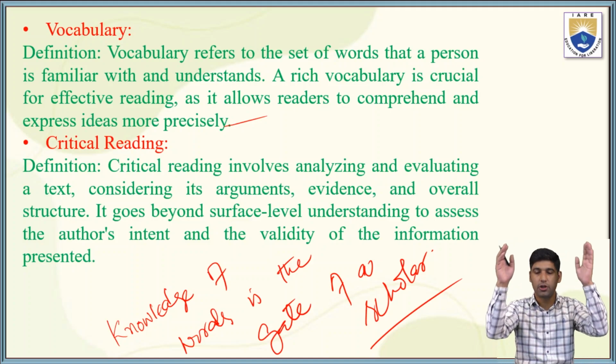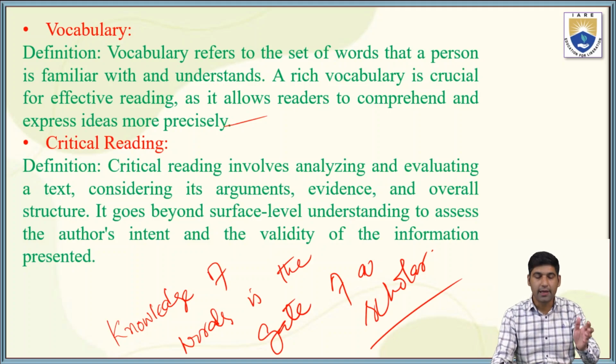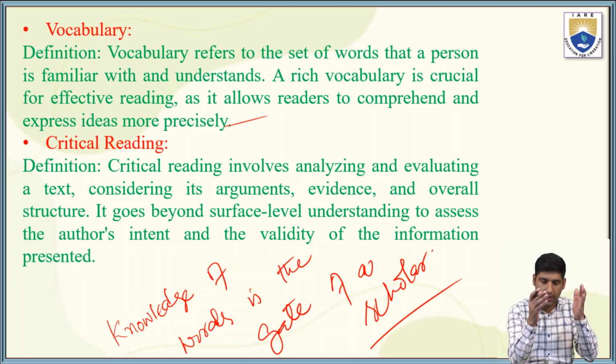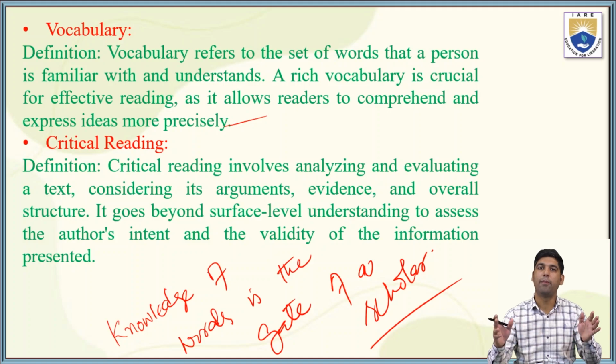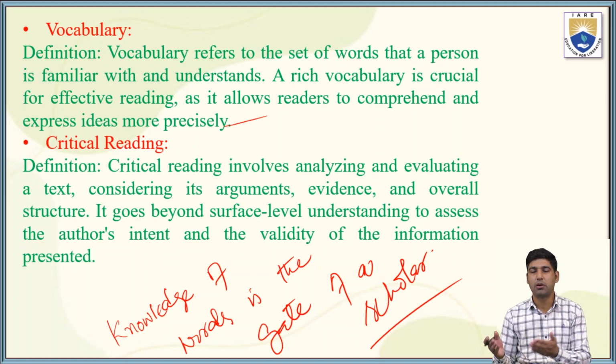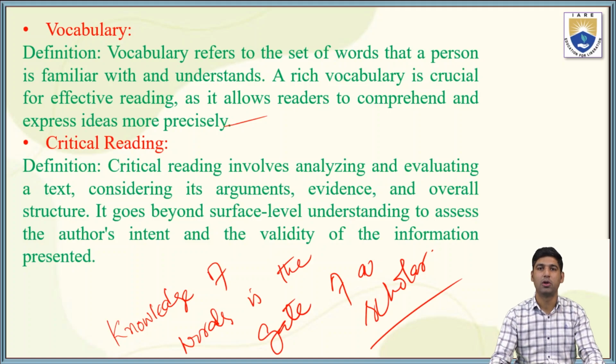The gate which you need to cross, which you need to enter through in order to be a scholar, in order to be a knowledgeable person, is to have good vocabulary. So vocabulary refers to being familiar with a particular bunch of words. For example, if you know the meaning of a lot of words, we can say you have a good, rich vocabulary. And the other person who doesn't have the knowledge of words, we can say he is a person with a poor vocabulary.